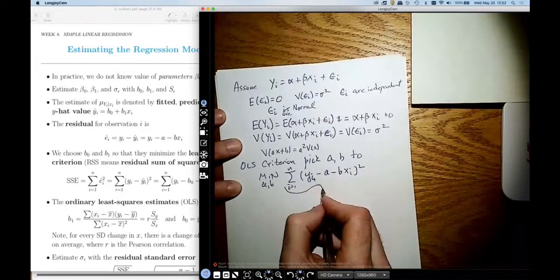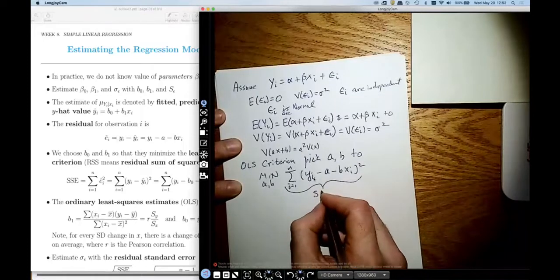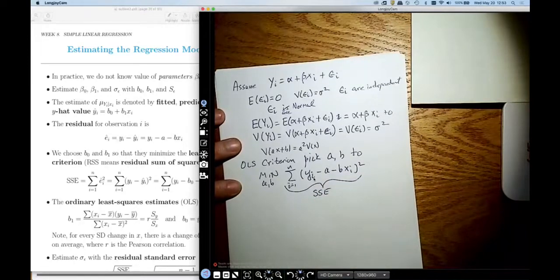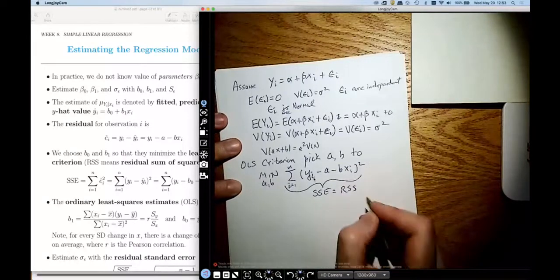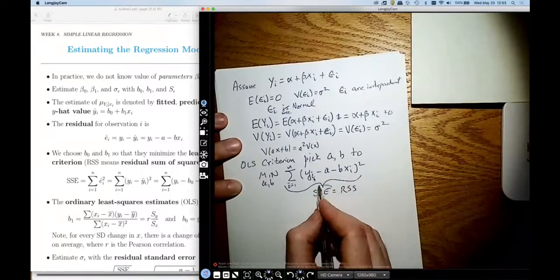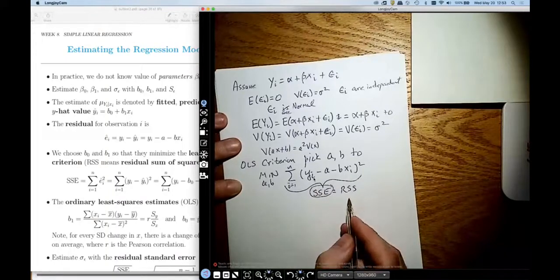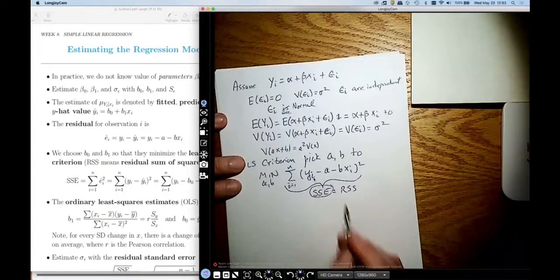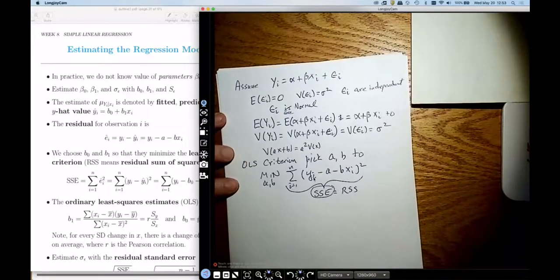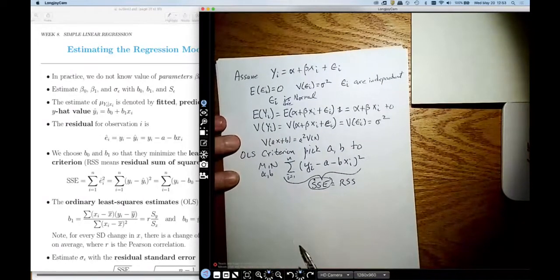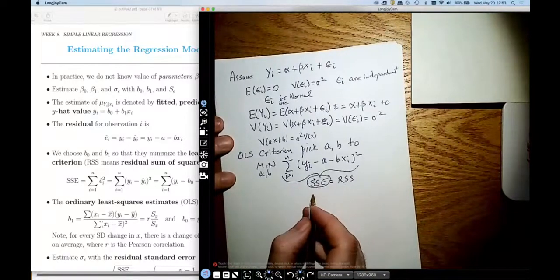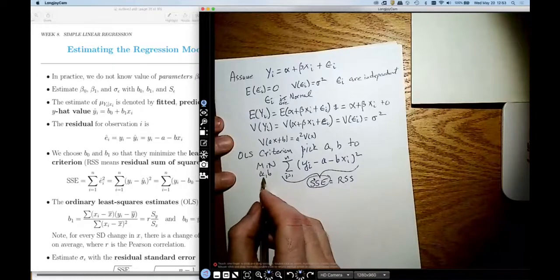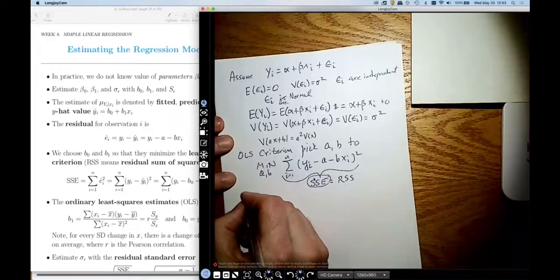Now this has a special name. We've been calling it the sum of squared errors. Sometimes this will be called the residual sum of squares. So I'm using SSE in this class, but I think when I teach from the other book, I call it RSS. All right, so how do we minimize this? Well, what we do is we take the first partial derivative with respect to the two parameters that I'm trying to estimate. So let's do that.